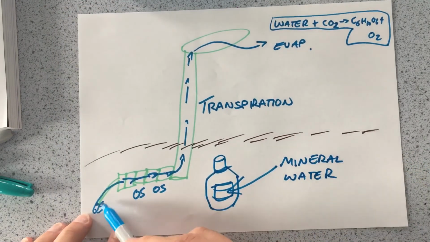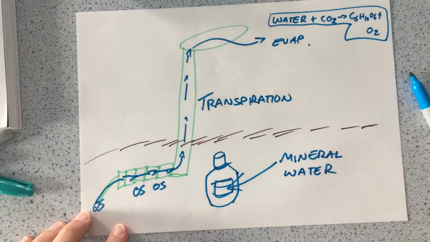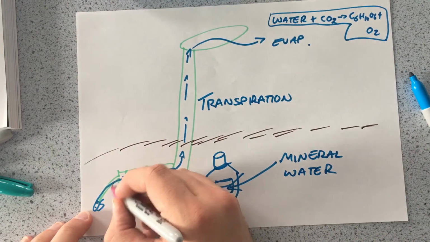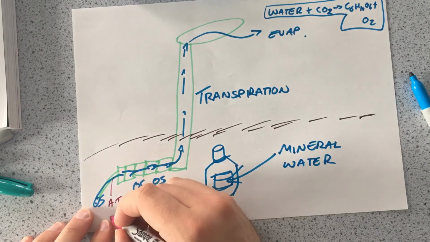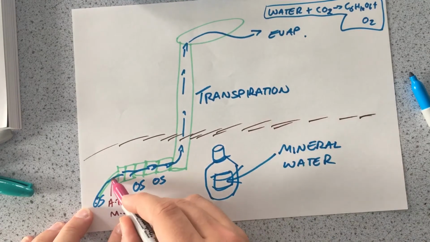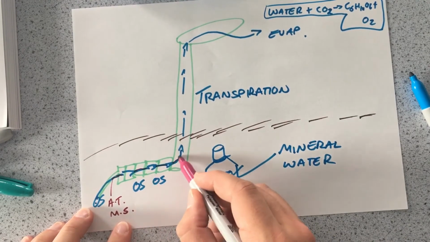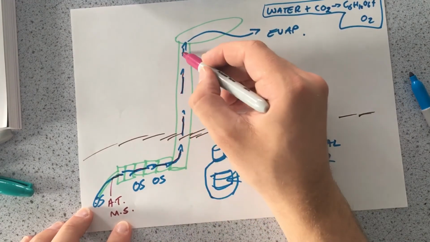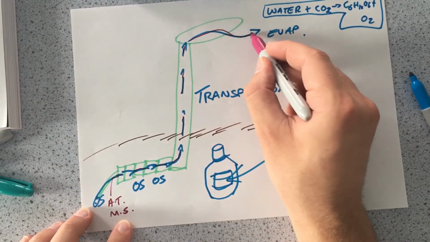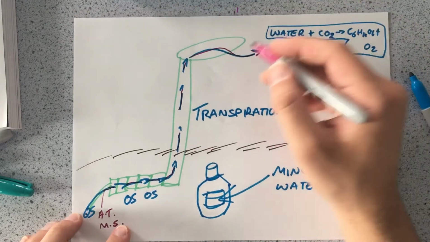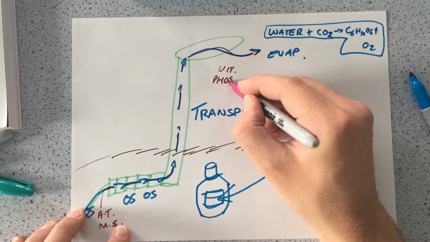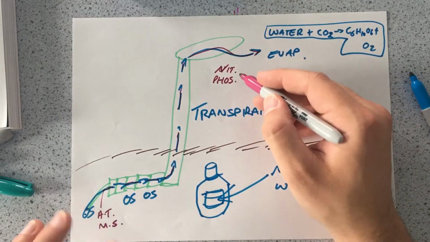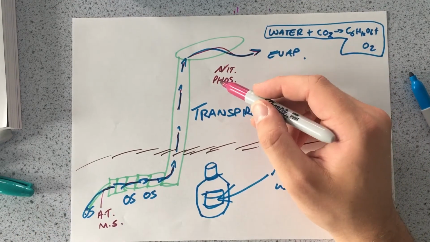So not only do I have osmosis moving water up through my plant, I've also got the root hair cells using active transport, which I'll abbreviate to AT, to move in mineral salts. And these mineral salts dissolve into the water and get carried up here to the leaf, giving it the essential nutrients it needs for growth and repair. These nutrients could be things like nitrates or phosphates. And they allow my plant to grow.